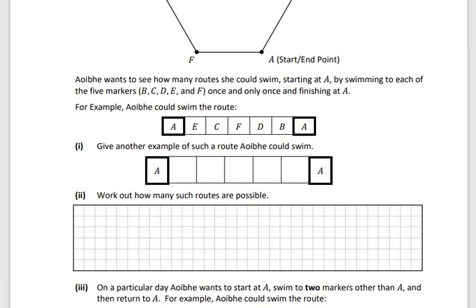Right, give another, this is an easy question, another example of such a route that she could swim. So she could swim A, C, E, F, D, B. So it's just coming up with a different combination. Work out how many such routes are possible. So you have to start at A and finish at A, so it's only the ones in the middle that we're looking at really.